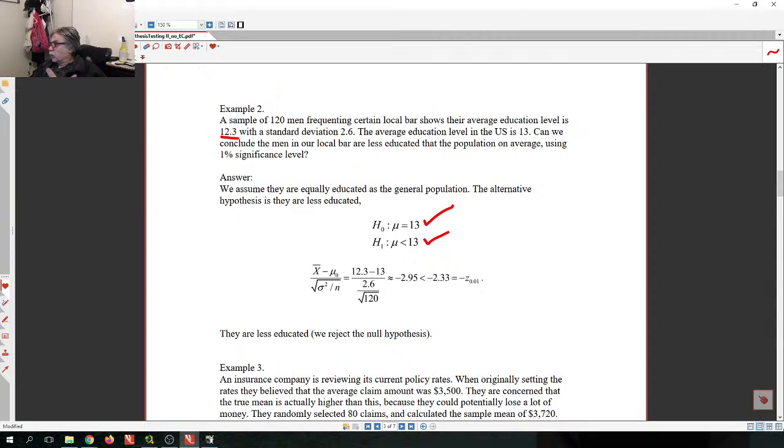Right tail makes no sense because that would mean that you would assume it's more than 13, and you don't have any evidence for that. Or you can choose unbiased two tail. It's just not 13. Since we have this educated bias here from the sample, we think we should take left tail alternative. You could take unbiased always if you like.